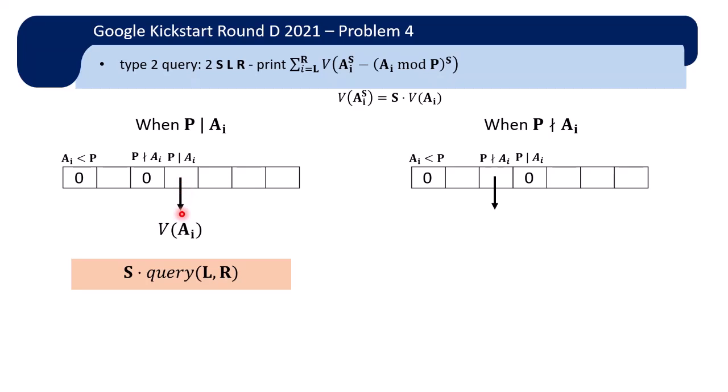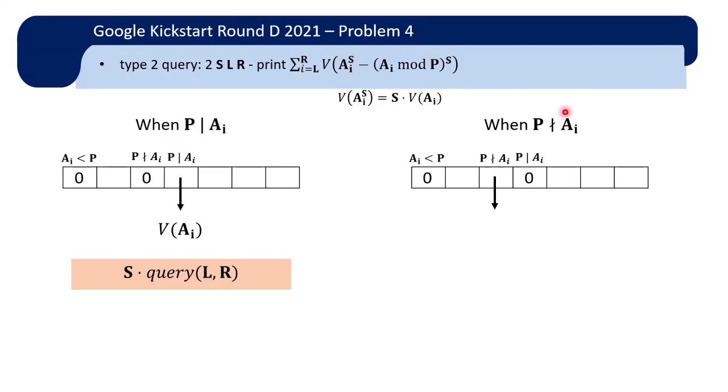I can always compute this. I don't need s. S is something that is only given for each query, so it cannot be something that I store in the segment tree itself. So I store instead v of AI, and then when I have a query of type 2, I sum up from L to R, and I multiply that sum with the s that I'm given in that query. So this piece will give me the sum of all the elements here where AI is divisible by p.